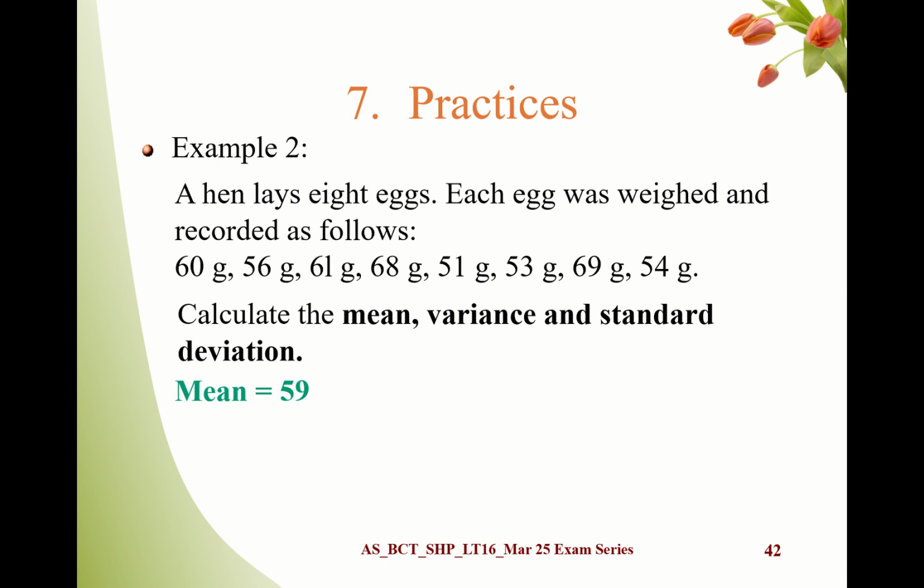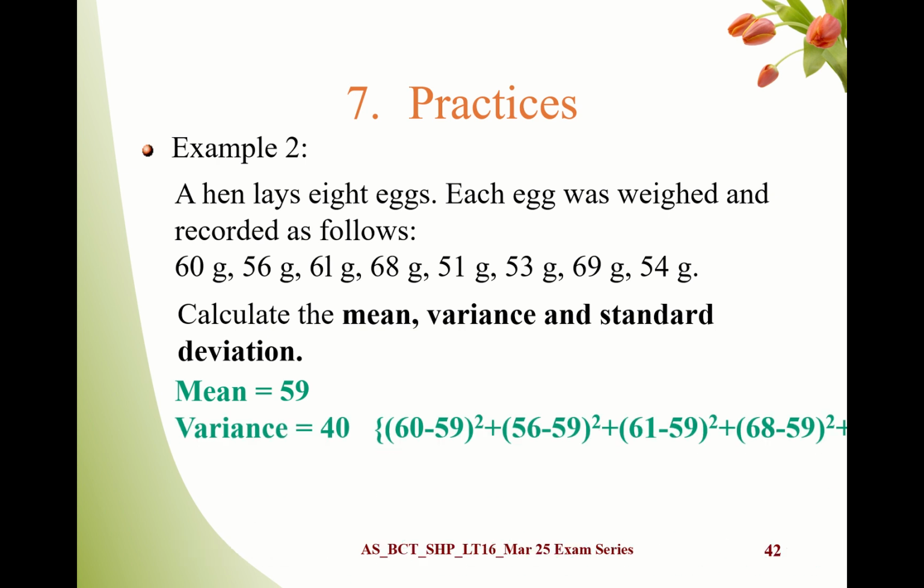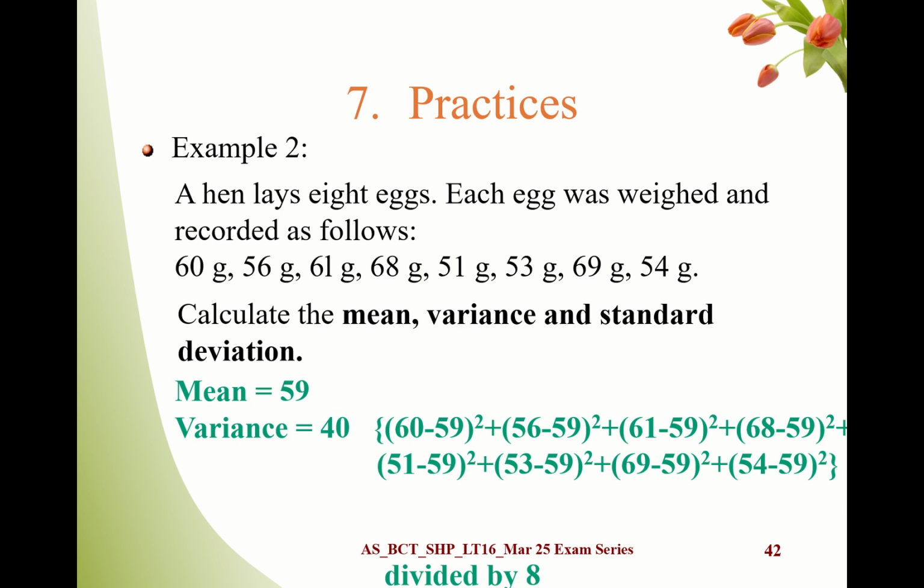Now is the part where we calculate the variance. The formula just now, if you don't know what all the symbols are, basically it is, okay, this is the answer 40, but the calculation is this. First data, 60, minus the mean, 59, squared, plus next data, 56, minus mean, squared. Next data, 61, minus mean, squared. And then you do the same for the rest of the 8 data, add all the squares of the differences, and then you divide by 8 because there are 8 data here.